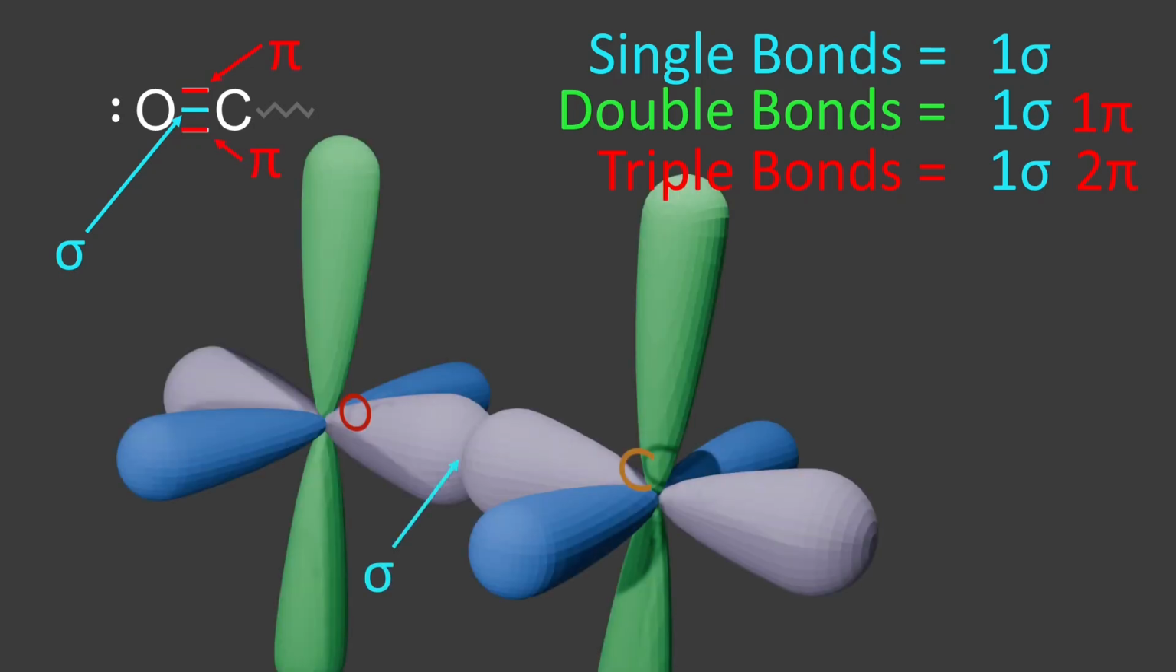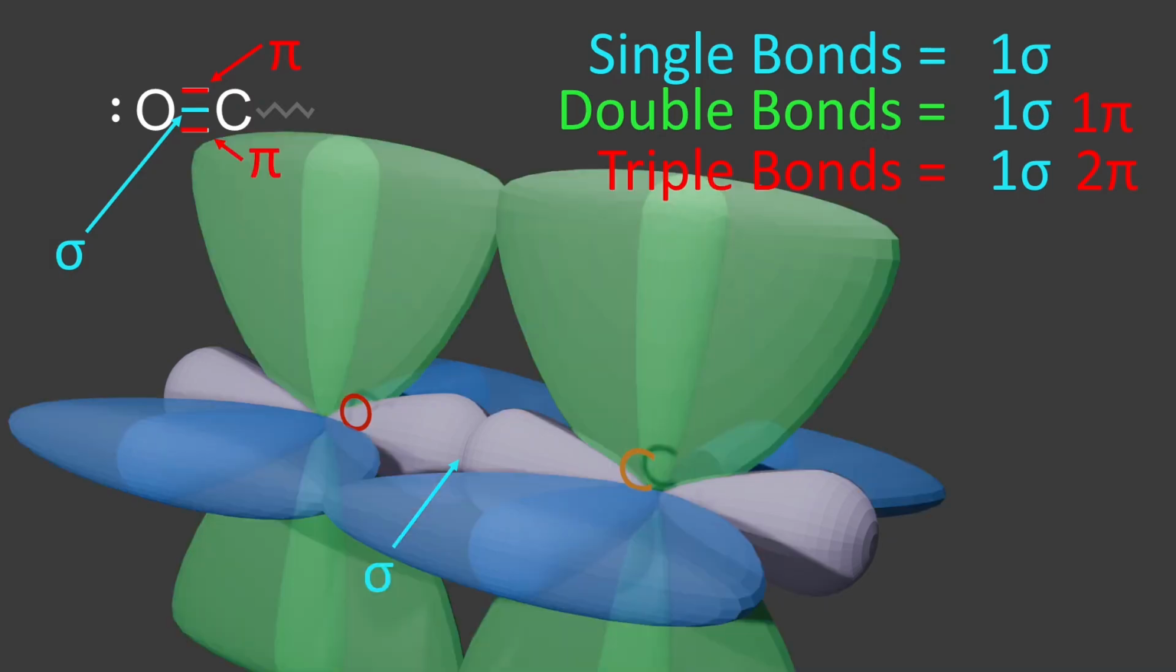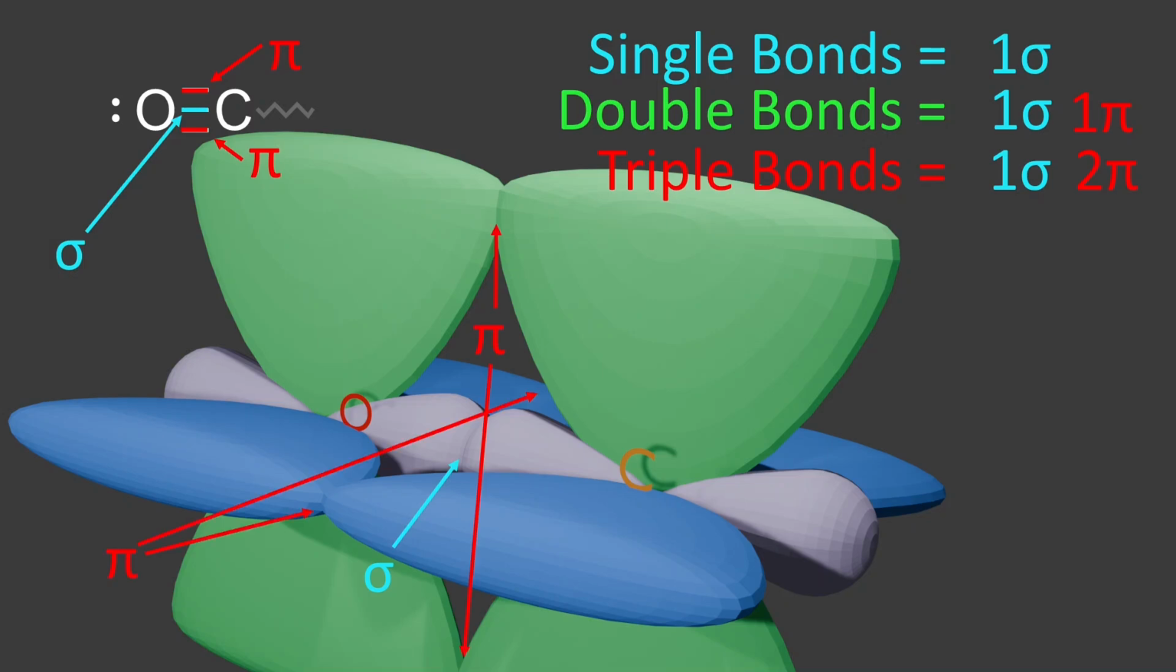In 3D, you would have the head-to-head overlap just like before, a sigma bond, and then these p orbitals and these p orbitals will overlap to form a pi bond each. Okay, now if you feel that that all makes sense, let's talk about this exception. It's actually simpler than you think.